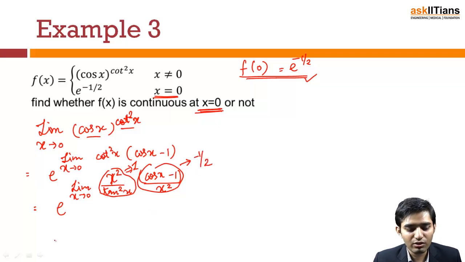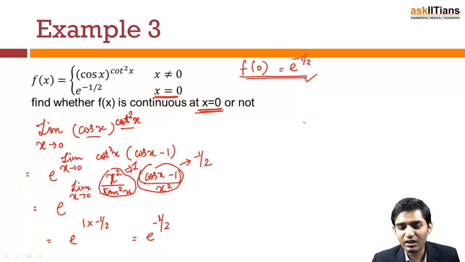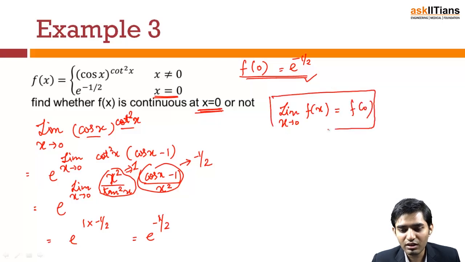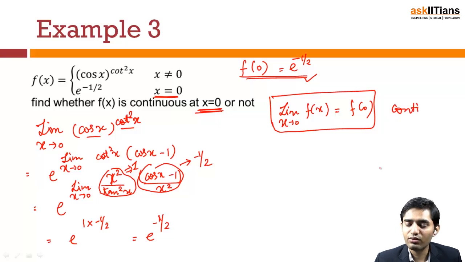Okay, so what will be the limit of this function? This will be 1 into minus 1 by 2, so this is nothing but e to the power minus 1 by 2. Now you can clearly see from here that limit at x tending to 0 of f(x) is equal to the value of the function. So this will be a continuous function. Alright, I hope this is clear to all of you.